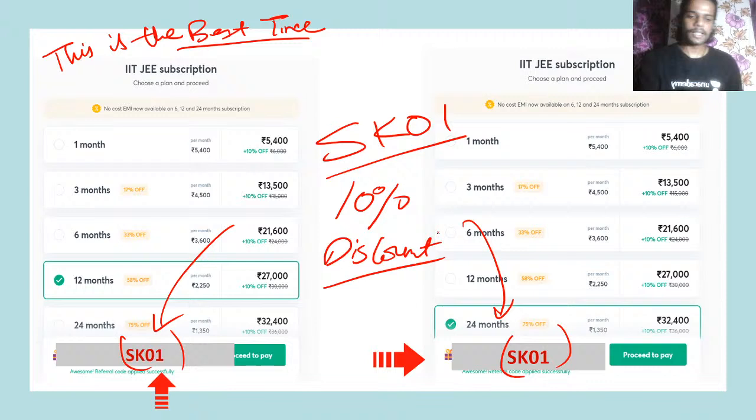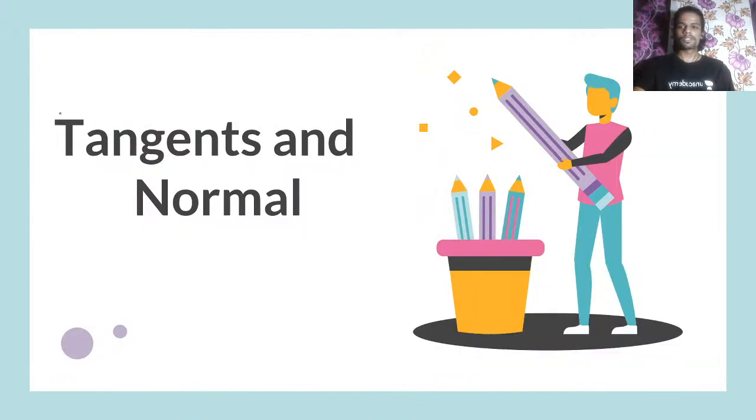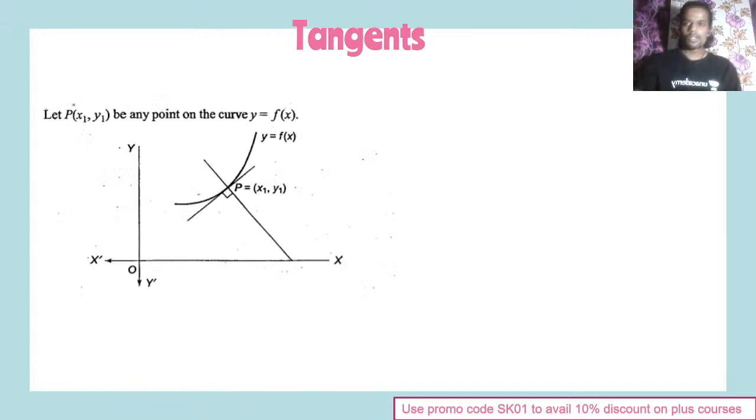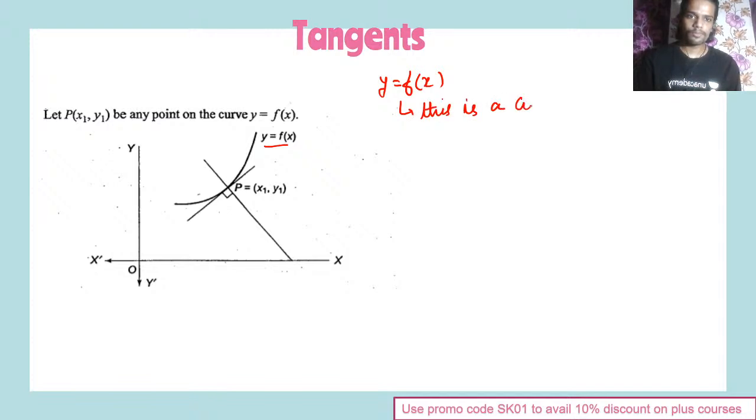Anyway, so let's get started. Tangents and normals. Okay, so suppose this is a curve, and the curve has an equation y equal to f(x). Let P(x1, y1) be a point on the curve. Let's say this is a point.